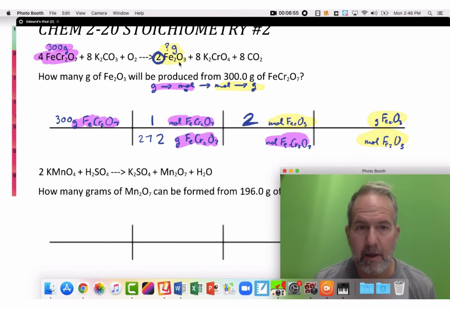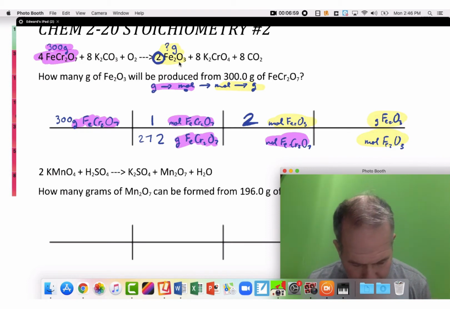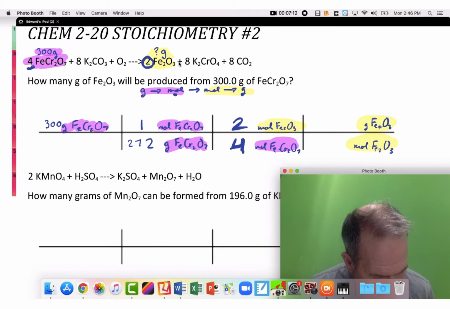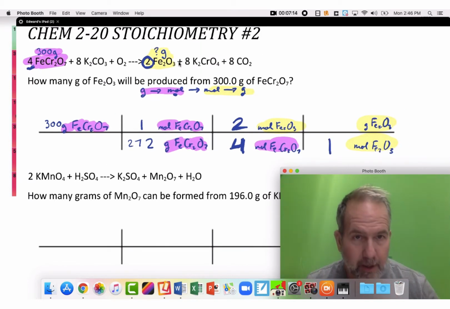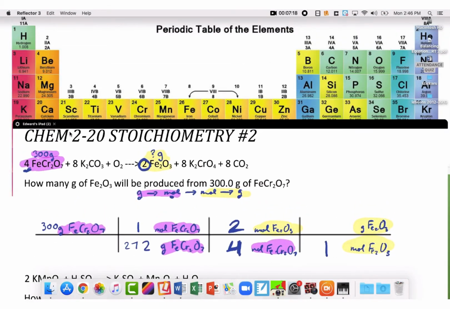Okay. Now, the Fe2Cr2O7 has a 4 in front of it. See it right there? We put a 4 right there, right? The mole ratio comes from the balanced equation. Last step. We have moles over grams or grams over moles. The moles is 1. And the grams comes from the mass from the periodic table.